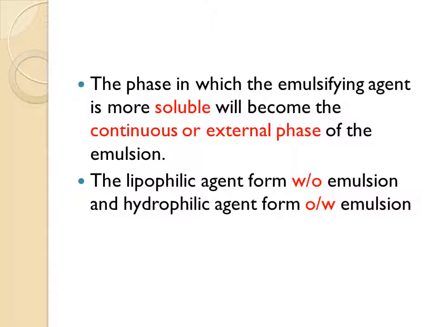So if you are using a hydrophilic surfactant or emulsifying agent, then these form an O/W emulsion. And if you are using more of a lipophilic emulsifying agent, then they form a W/O emulsion. So this theory explains how that particular emulsion is going to be formed and which type of emulsion is going to be formed.